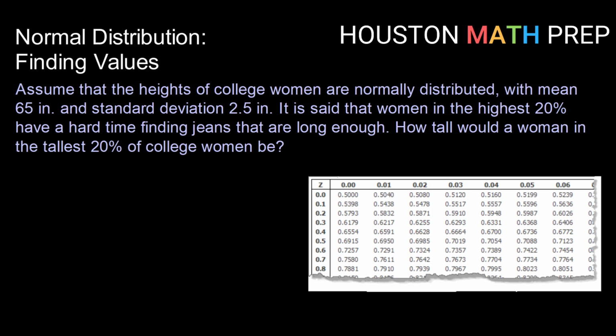Let's take a look at another example. Assume that the heights of college women are normally distributed, with a mean of 65 inches and a standard deviation of 2.5 inches. It is said that women in the highest 20% have a hard time finding jeans that are long enough for them. How tall would a woman in the tallest 20% of college women be?